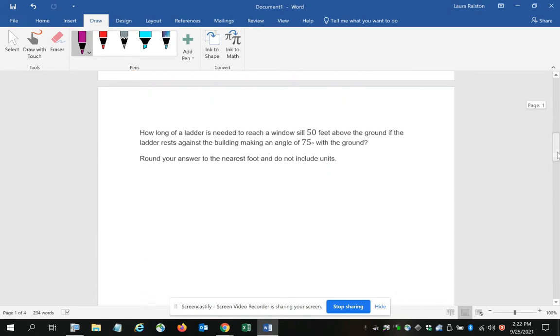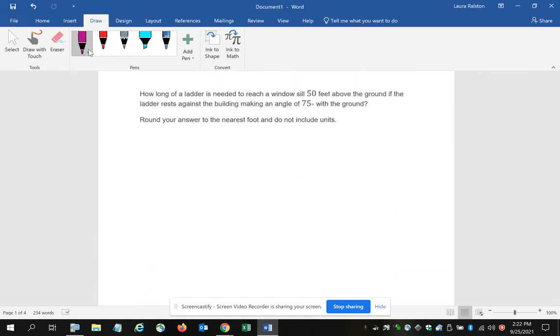Okay, moving on to the next question. It says, how long of a ladder is needed to reach a windowsill 50 feet above the ground if the ladder rests against the building, making an angle of 75 degrees with the ground? Round your answer to the nearest foot or to the nearest whole number and do not include the units.